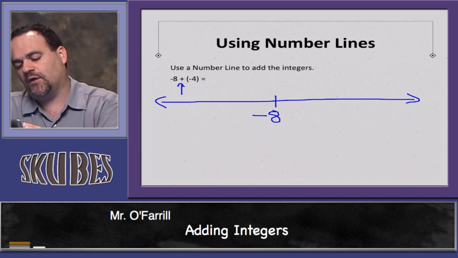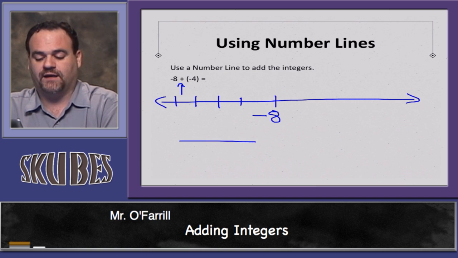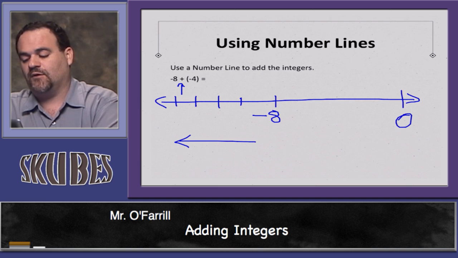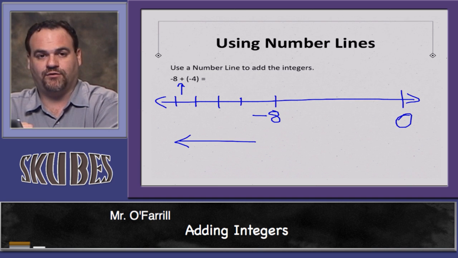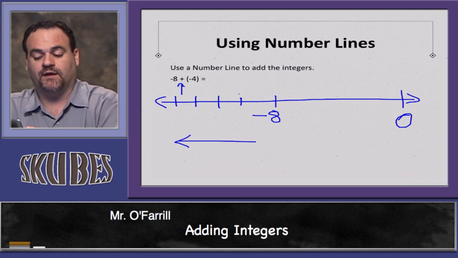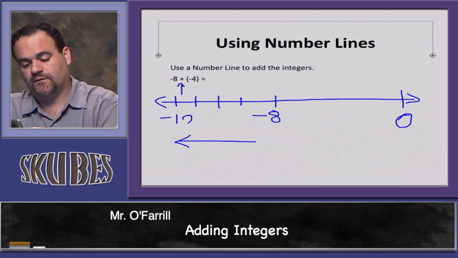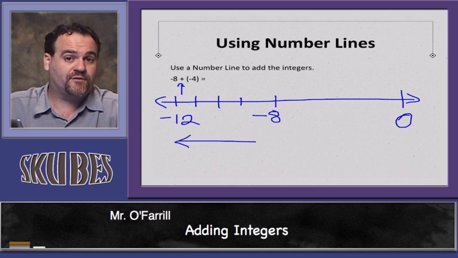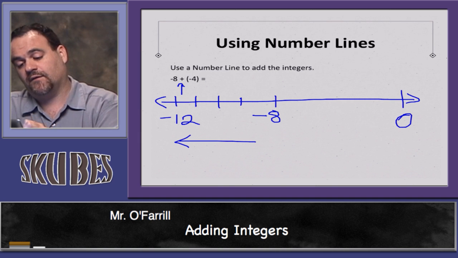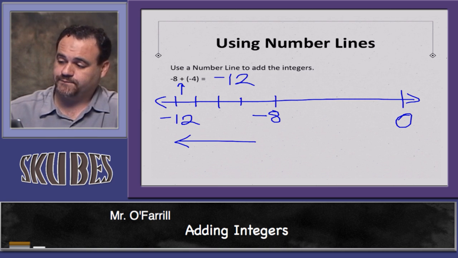4 hops. That'll be 1, 2, 3, 4. And remember, when we're going to the left with negative numbers, 0 is way over here. Here was negative 1, 2, 3, 4, and so on over here. So here's negative 8, negative 9, negative 10, negative 11, and negative 12 is 4 hops to the left of negative 8. Negative 8 plus negative 4 is negative 12.